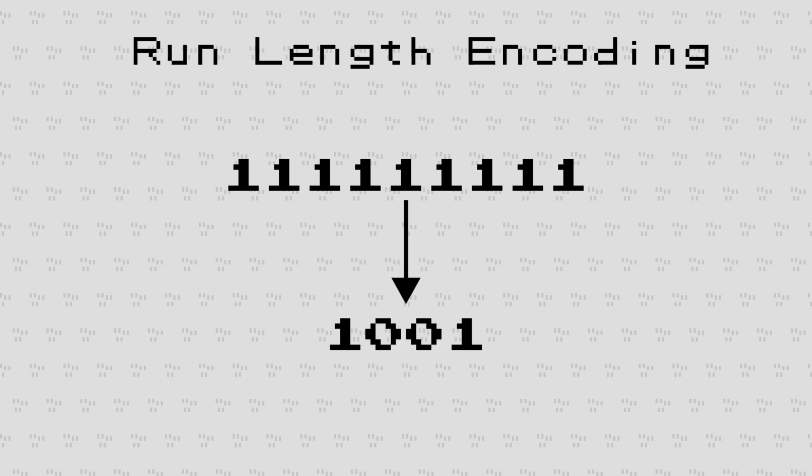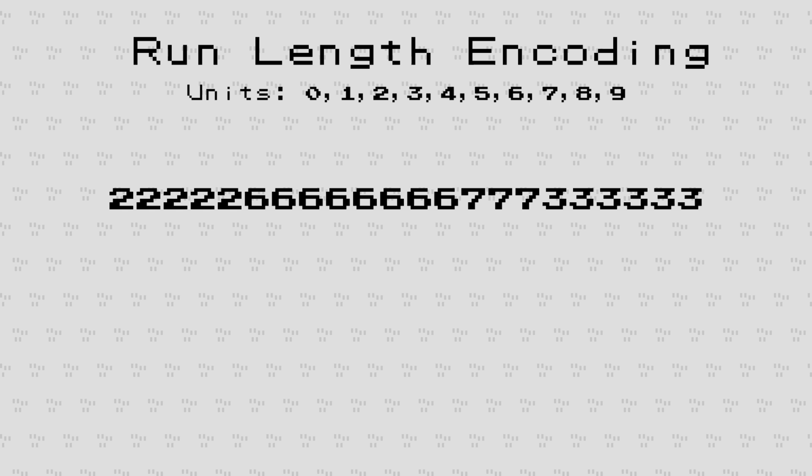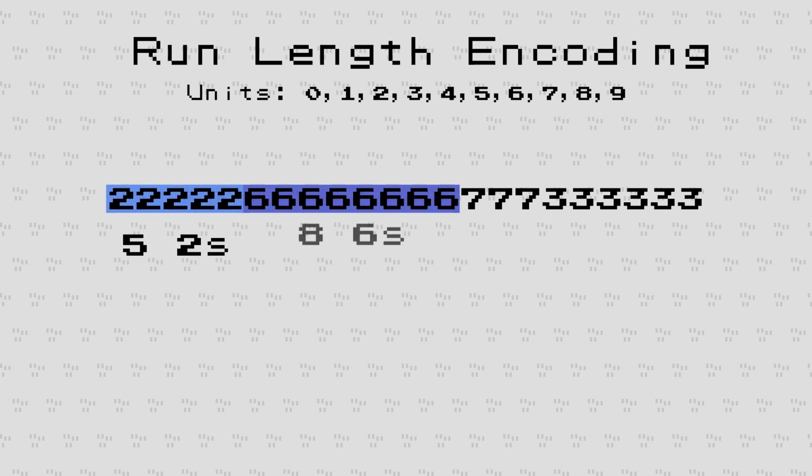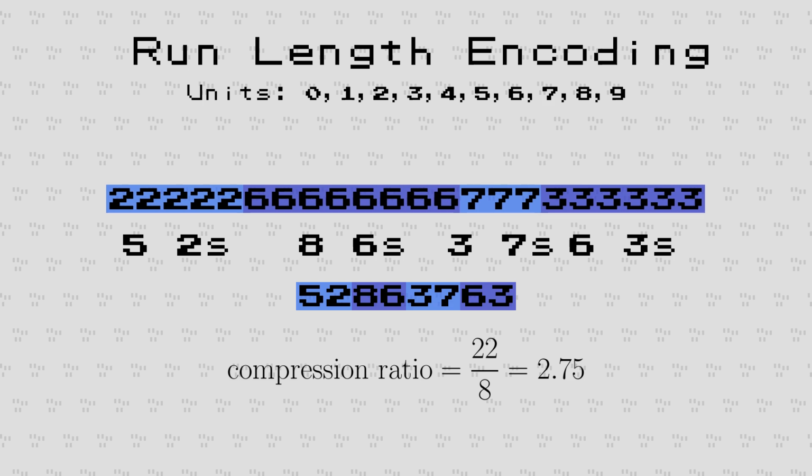Let's say our single unit of data here is just 1 decimal digit. For example, if you had this really long string of numbers and you had to read them out to someone, you probably wouldn't name each number one by one. You would probably say something like 5 2s, 8 6s, 3 7s, and 6 3s. This is a very simple version of RLE. You just count how many of the same number you have in a row and use that number instead. The original string had 22 digits, but this new one only has 8.